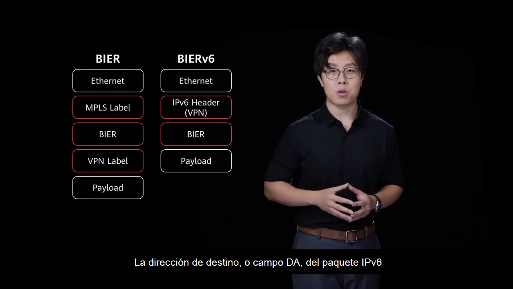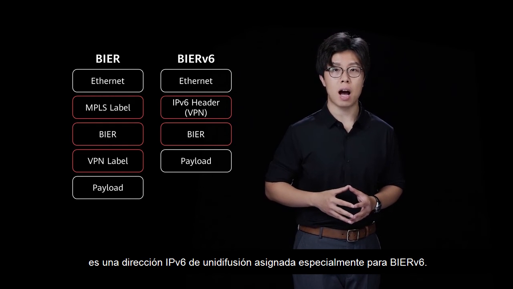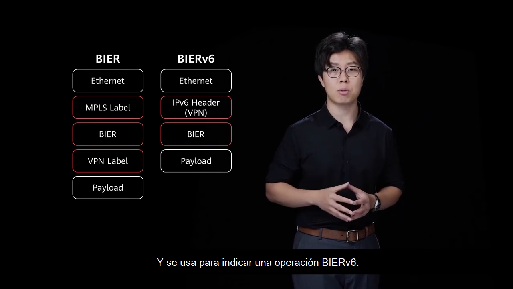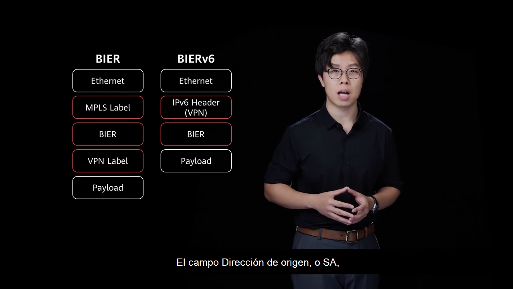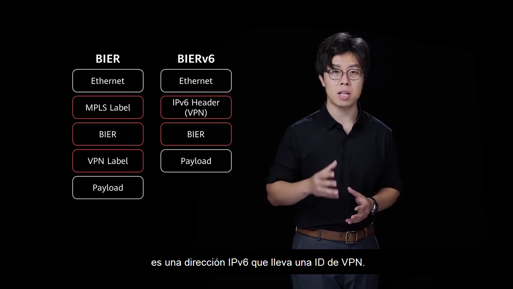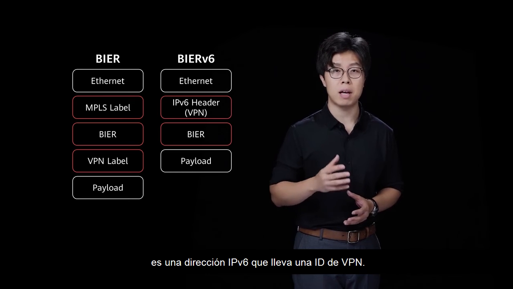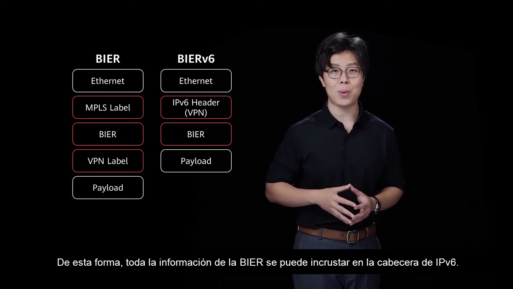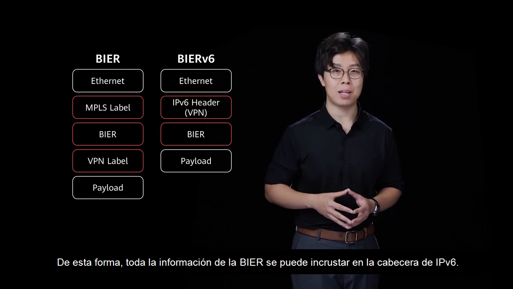The destination address, or DA field, of the IPv6 packet is a unicast IPv6 address specially allocated for BIERv6, and it is used to indicate a BIERv6 operation. The source address, or SA field, is an IPv6 address that carries a VPN ID. In this way, all BIER information can be embedded in the IPv6 header.